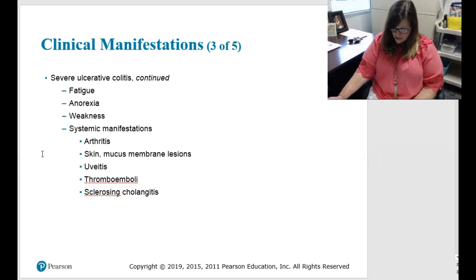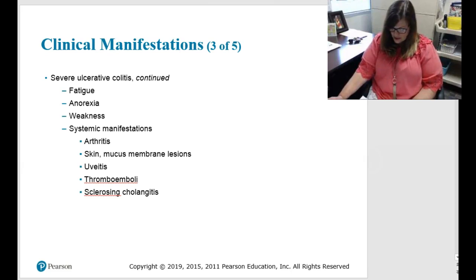Some patients develop fulminant colitis or toxic megacolon, and there can also be colon perforation. All those things, and that can put you at increased risk for colorectal cancer.